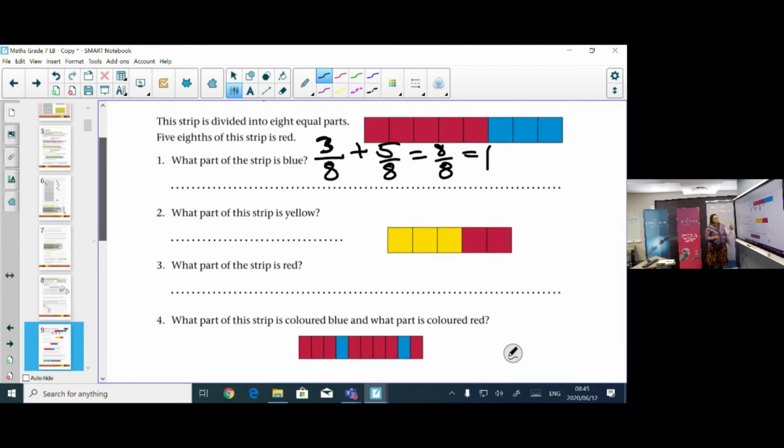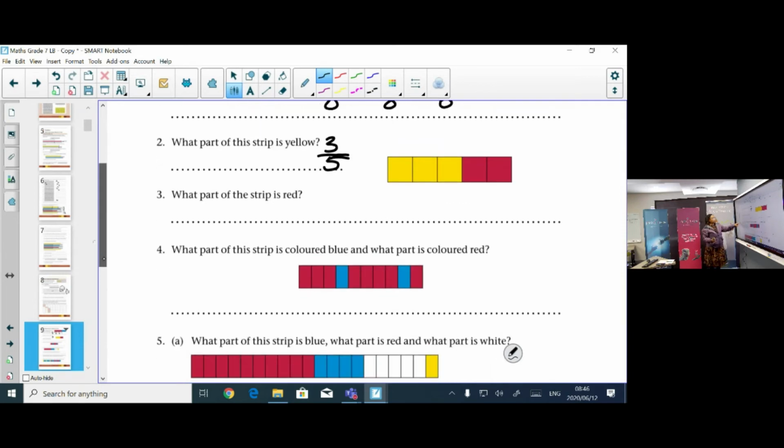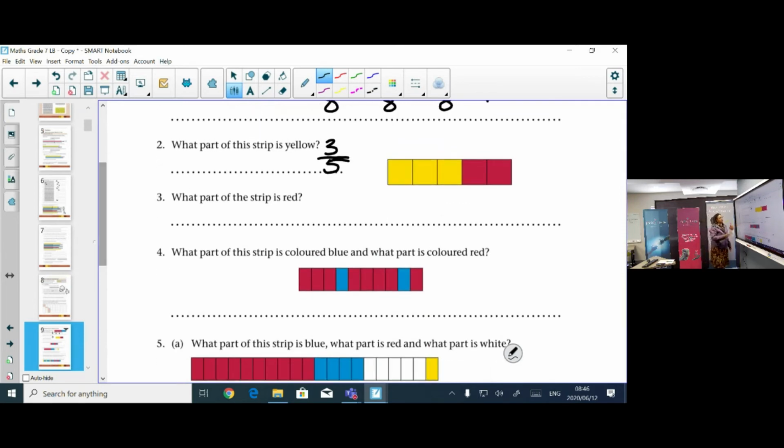What part of this strip is yellow? The yellow part is 3. And then if we write it in fraction, the total number of boxes there is 5. What part of the strip is red? We have 2 over 5. Should we add, you see that 3 plus 2 is 5. 5 divided by 5, we get the whole there.